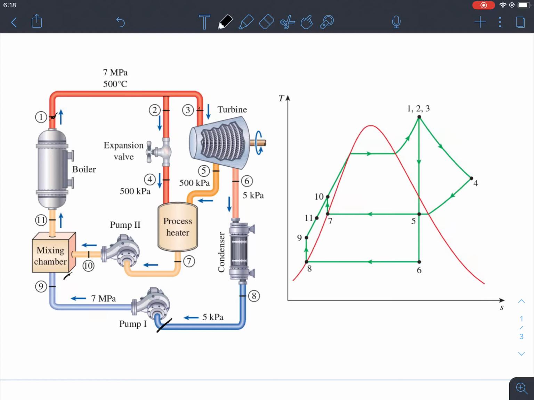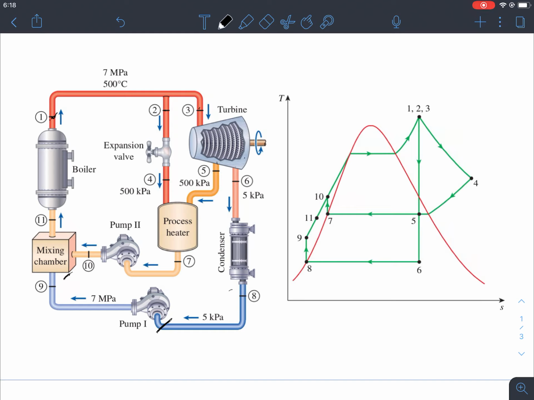So in the boiler 1, when it's exiting from the boiler, some part of that vapor we are taking to the process heater, and some part of the vapor we are taking to the turbine. So now in the turbine we have two outlets. One is coming to the process heater, another is completely expanding and coming through the condenser.